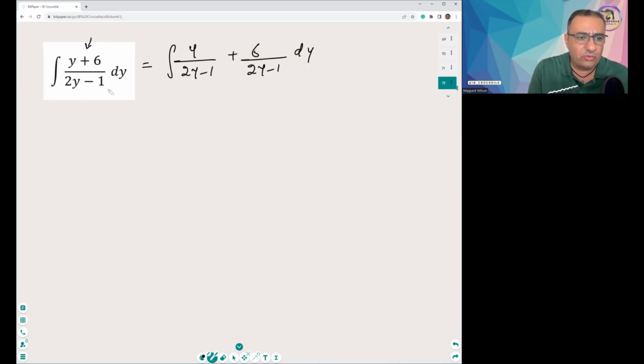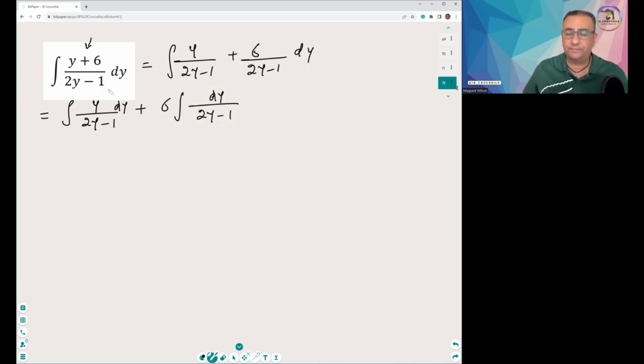Okay, so I will deal with each one separately. So this is the integral of y over 2y - 1 dy, plus, I will take the 6 out, the integral of dy over 2y - 1.